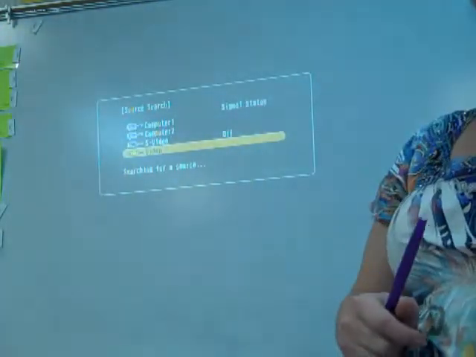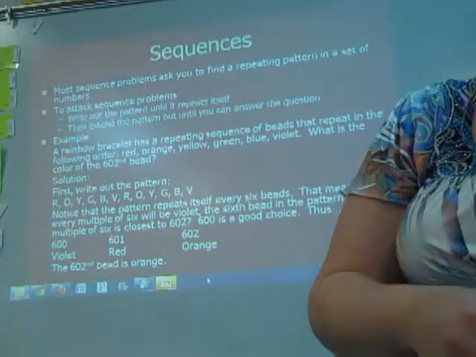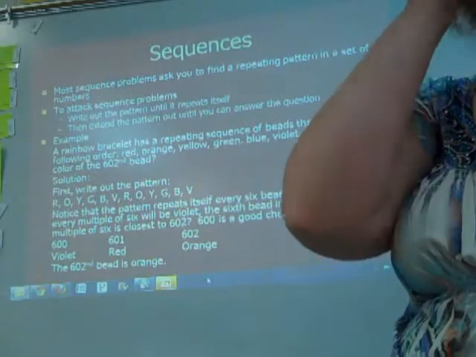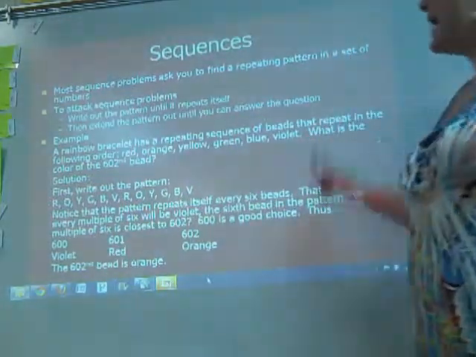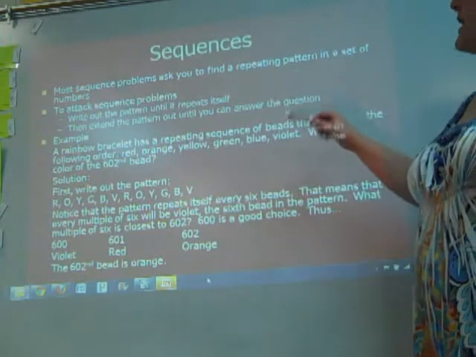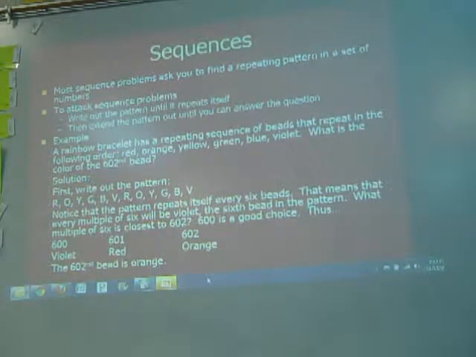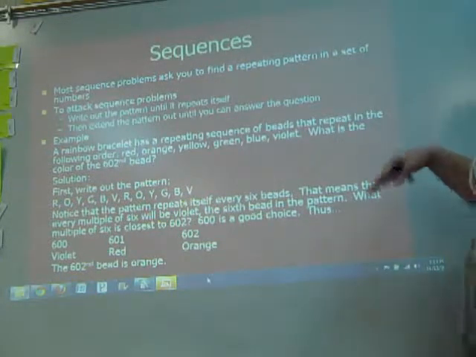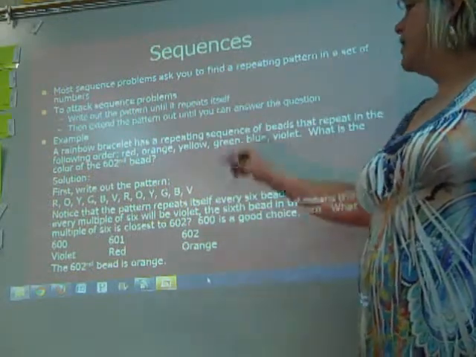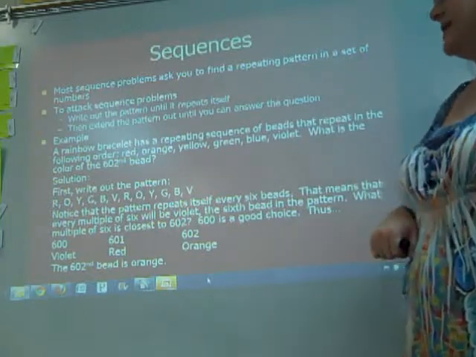Okay, so the other thing we're going to talk about today are sequences. Most sequence problems ask you to find a repeating pattern in a set of numbers. So when you have a sequence problem, you want to write out the pattern that's repeating until it starts repeating itself. And then extend the pattern out until you can answer the question. So for example, a rainbow bracelet has a repeating sequence of beads that repeat in the following order: red, orange, yellow, green, blue, violet. What's the color of the 602nd bead?